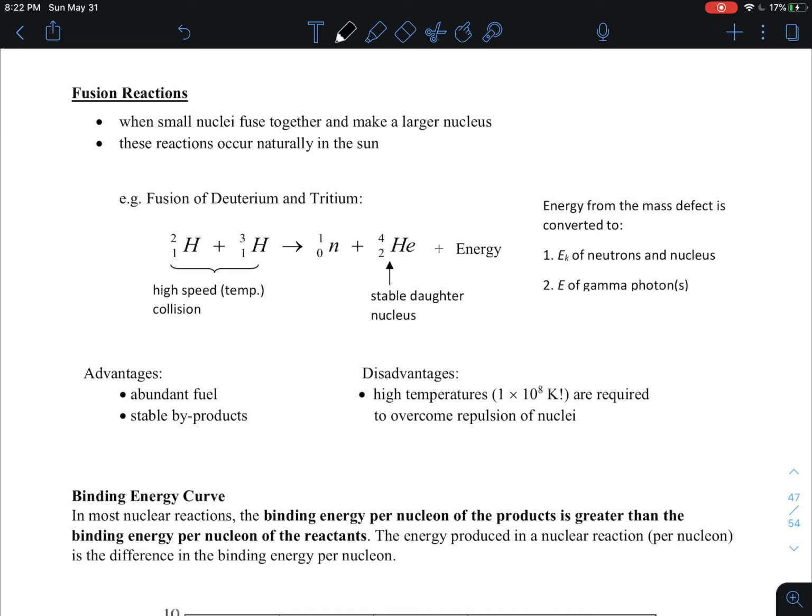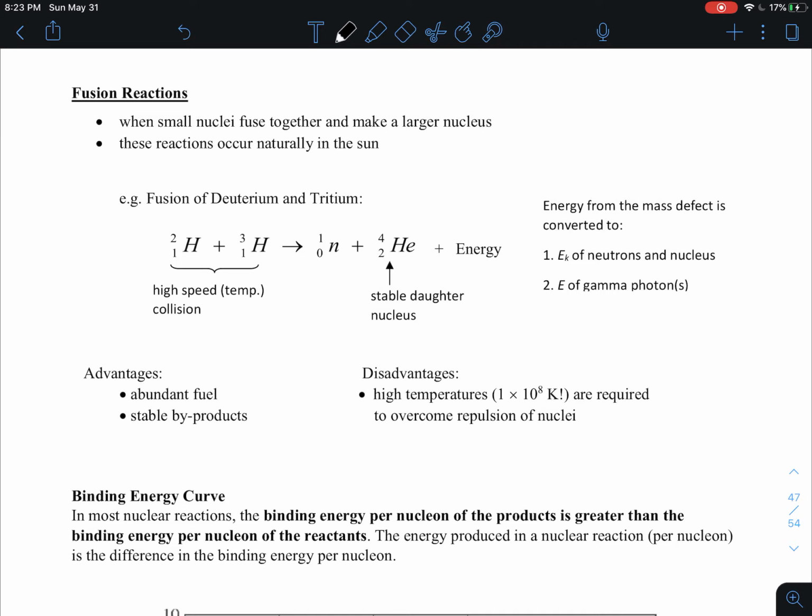So the advantage of this is abundant fuel. Hydrogen's all around us. We do get stable byproducts. The byproduct here is helium. So once again, if we were somehow able to create this here on Earth, we would just have a whole bunch of helium left over. And of course, helium is something that we can use to fill up balloons and other things like that.